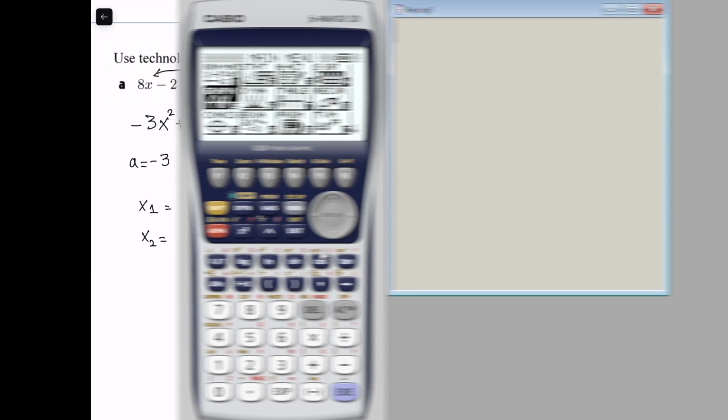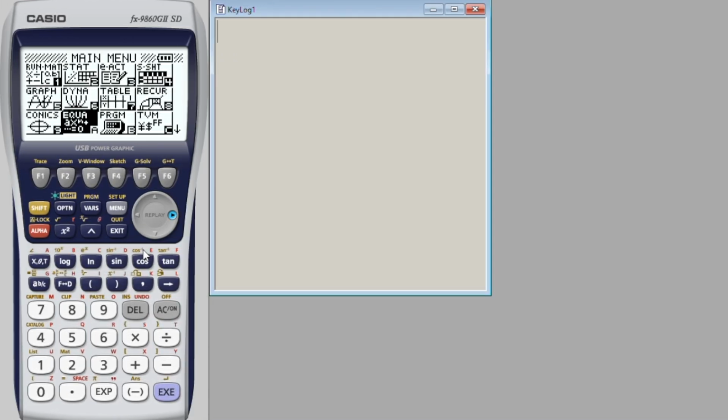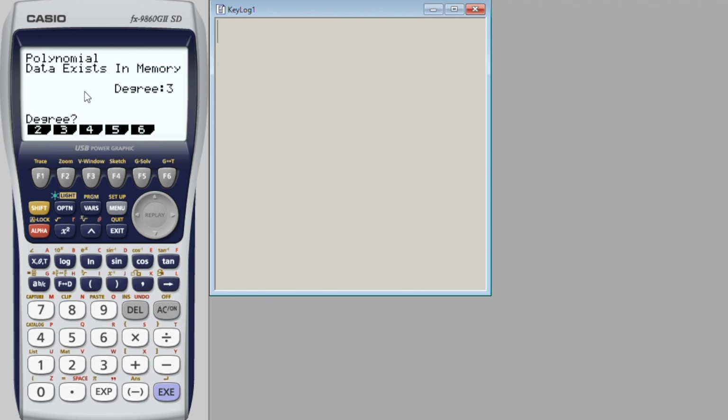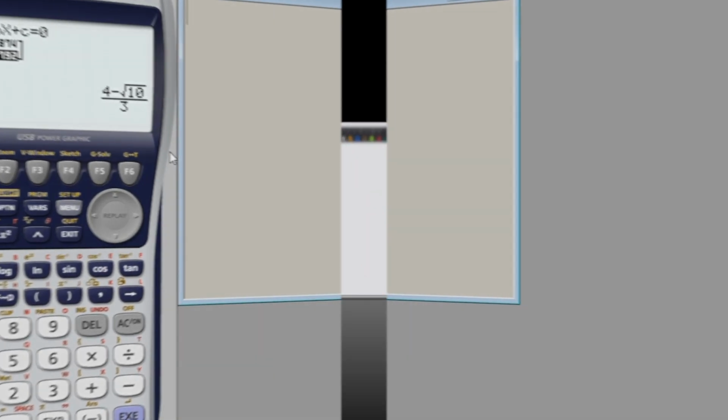All we need to do is substitute these values in the quadratic equation, and we will get two values of x. To solve the polynomials, we will go into the equation module. We will select polynomials, which is F2. And here it says degree. Now remember, this was a quadratic equation with degree 2, so we'll select degree 2. It's asking for the values of a, b, and c, and we know a was -3, b was 8, and c was -2. If I solve this, you can see I get 2.3874 and 0.2792. I can also write them in surd form, the exact form, which is 4 plus root 10 over 3, and the other is 4 minus root 10 over 3.